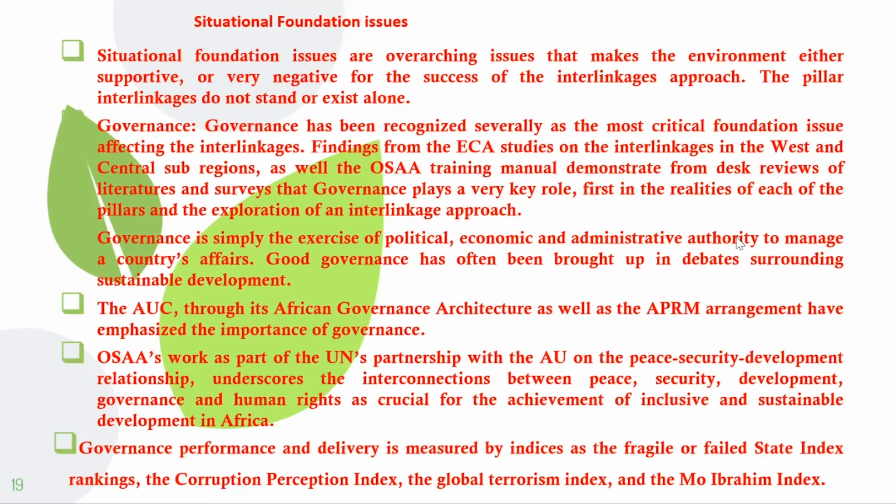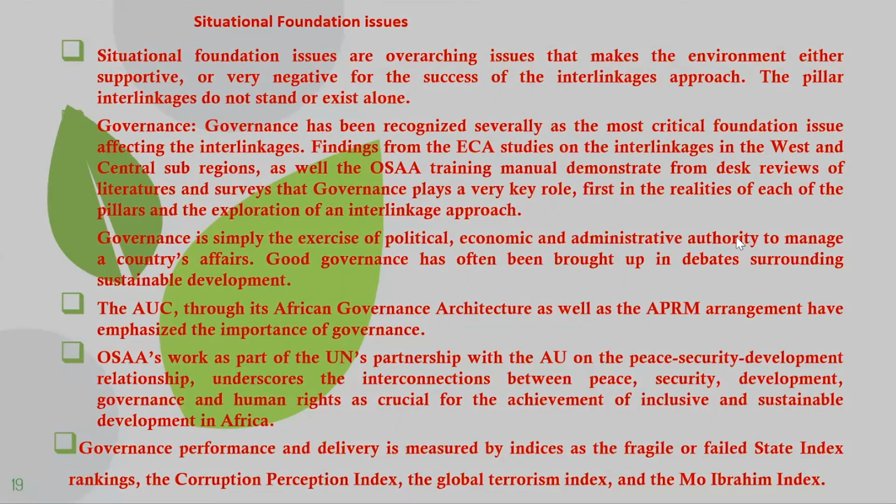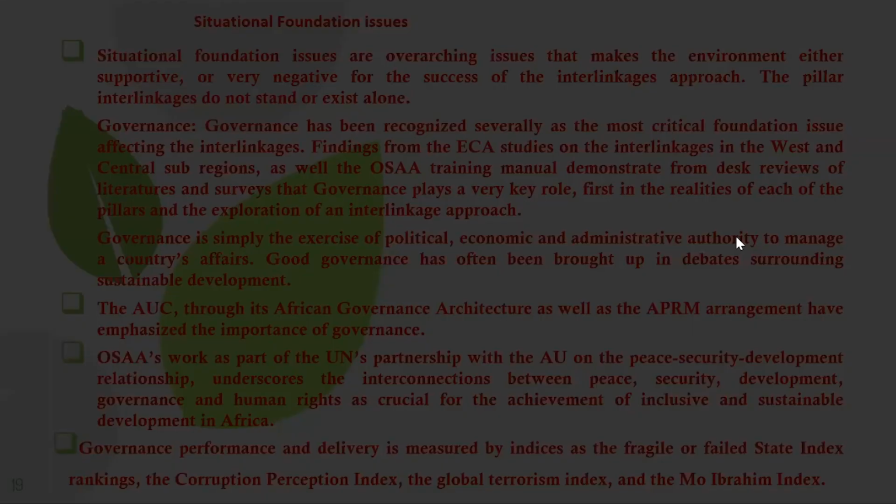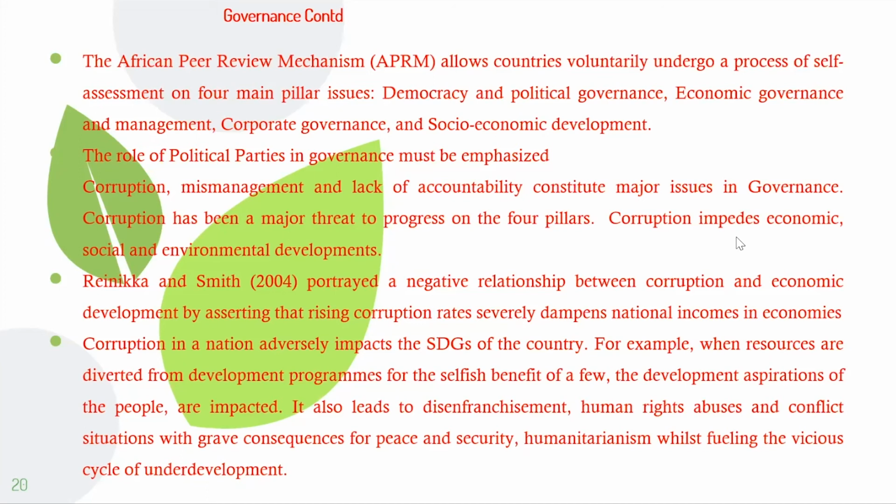Governance performance and delivery is measured by indices such as the Fragile or Failed State Index rankings, the Corruption Perception Index, the Global Terrorism Index, and the Mo Ibrahim Index. The African Peer Review Mechanism allows countries to voluntarily undergo a process of self-assessment on four main pillar issues: democracy and political governance, economic governance and management, corporate governance, and socioeconomic development.